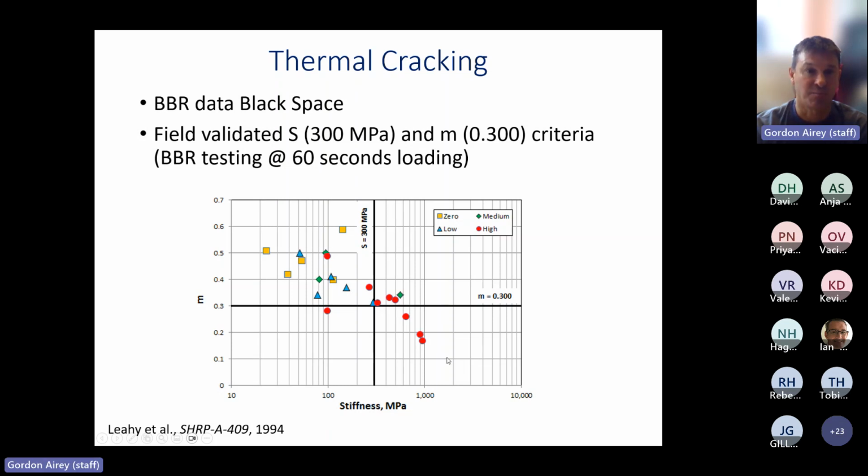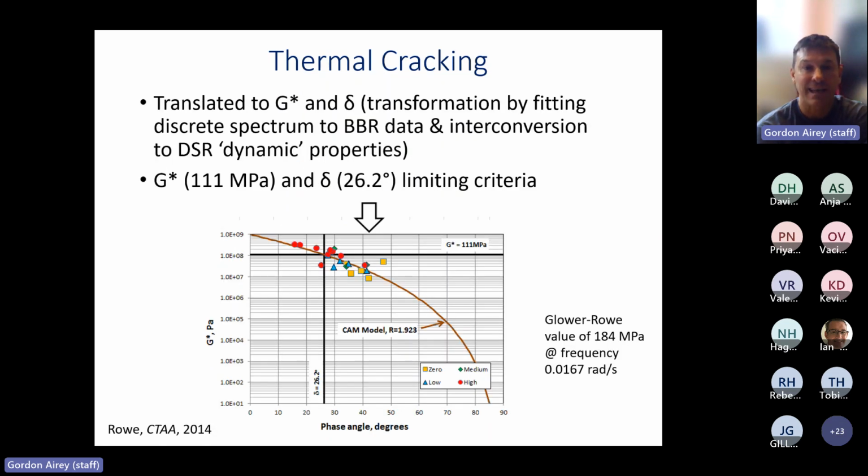Not a lot of stress relaxation is possible because the M values are too low, giving a very stiff, very brittle response. So we can take that data and, through a very clever discrete spectrum interconversion approach, convert it into G star and phase angle, where a G star value of 111 megapascals and a phase angle of 26.2 degrees is equivalent to exactly the same M value of 0.3 and the stiffness of 300 megapascals. And now we have a black diagram.